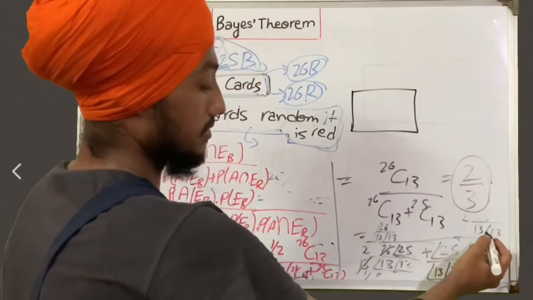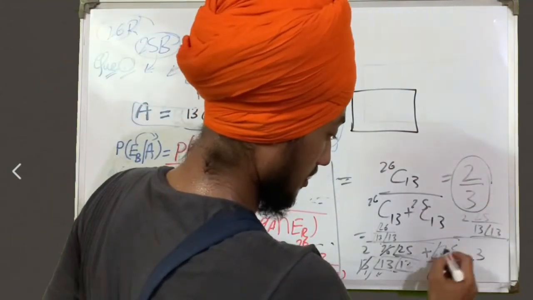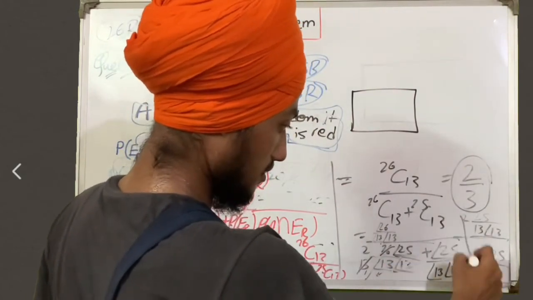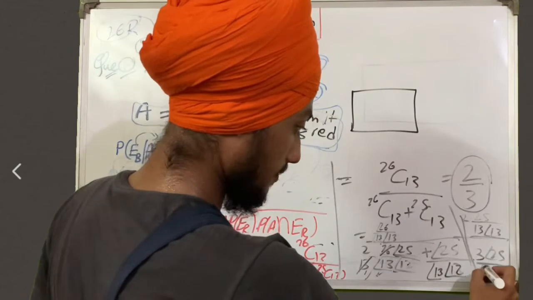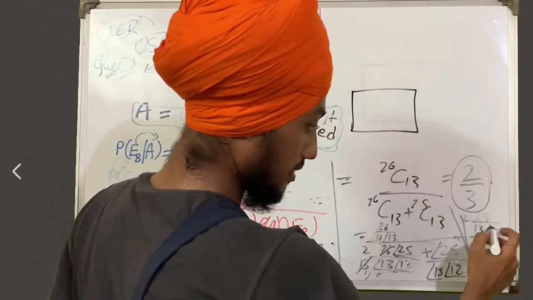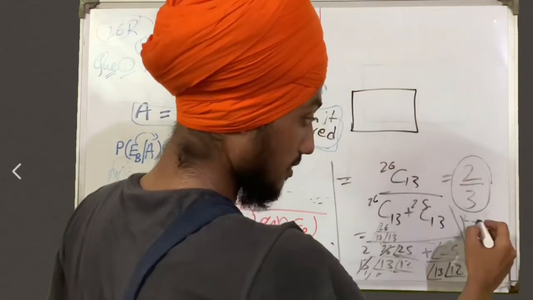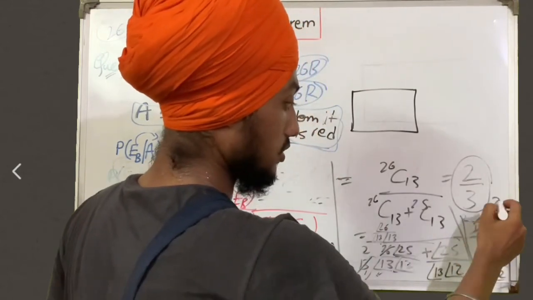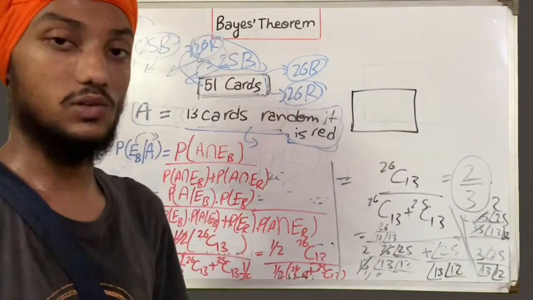So that's the answer. Now because we know it gives us 25 upon 13 factorial into 12 factorial. Similarly in this way, 25 factorial into 12 factorial. So this can be written as that. So that's the answer of it.